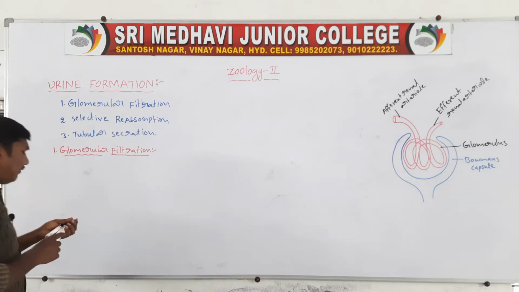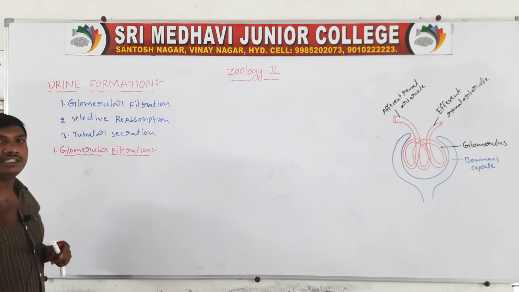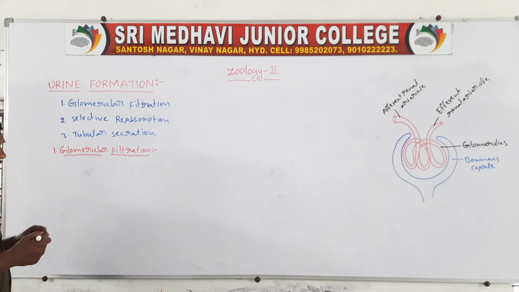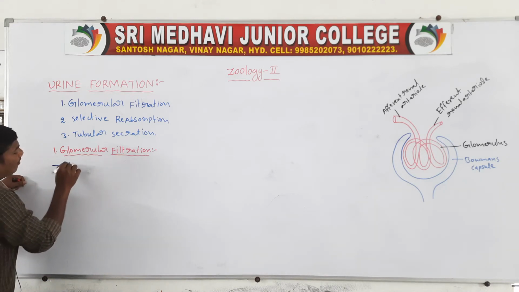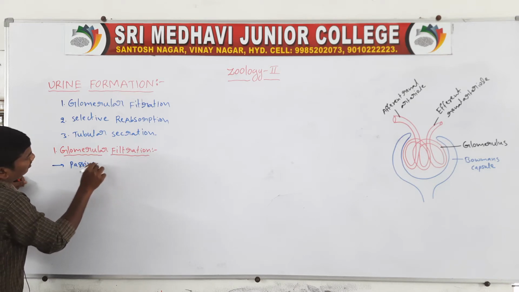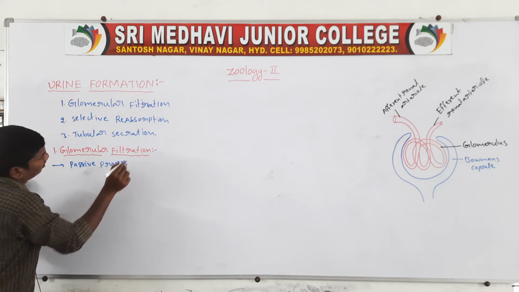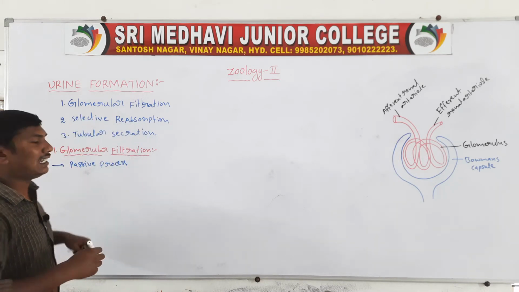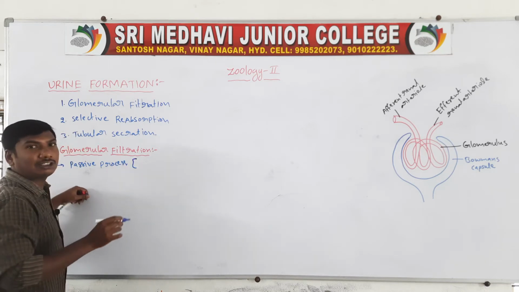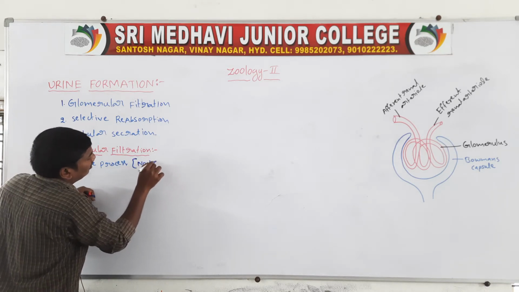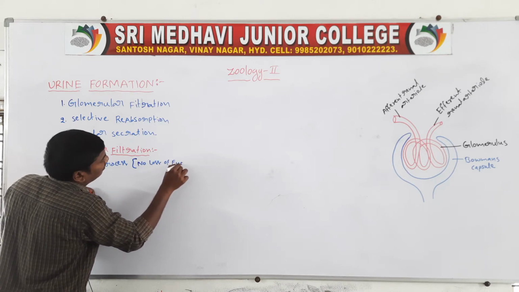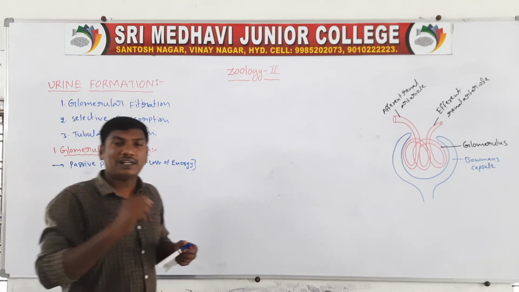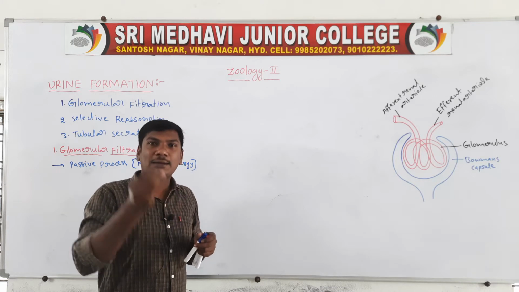Glomerular filtration is the first step in the formation of urine. This glomerular filtration is a passive process. Passive process means there is no loss of energy.